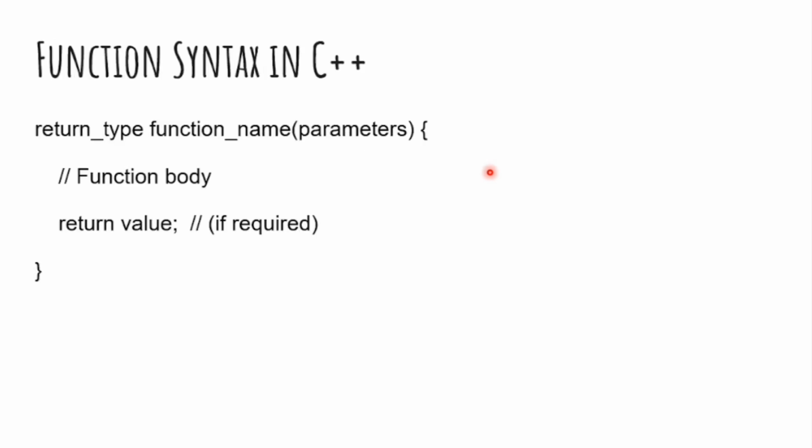Let's talk about the function syntax. On your screen, you will see the function. This is the return type. What the function gives back is known as the return type, like int, double, float, void. And the function name is the name that we give to the function that uniquely identifies it.